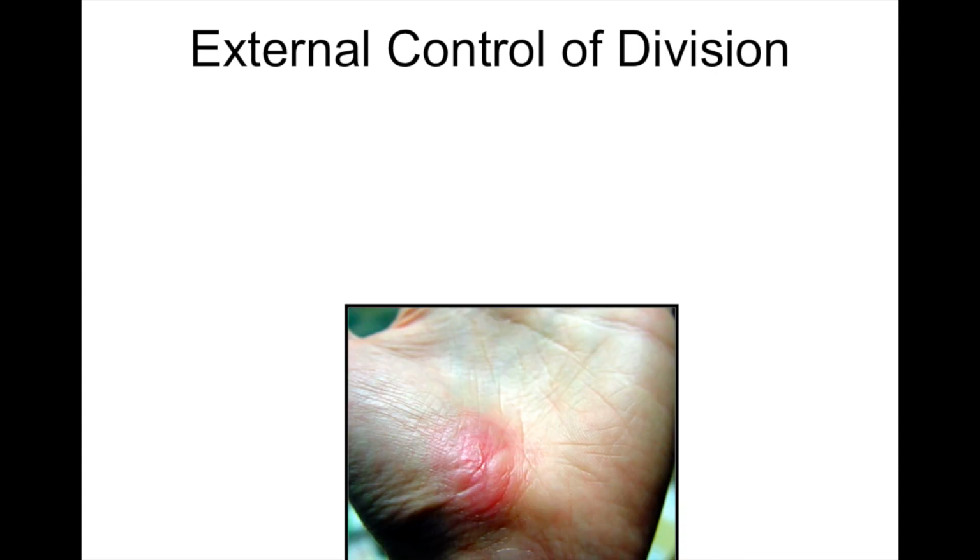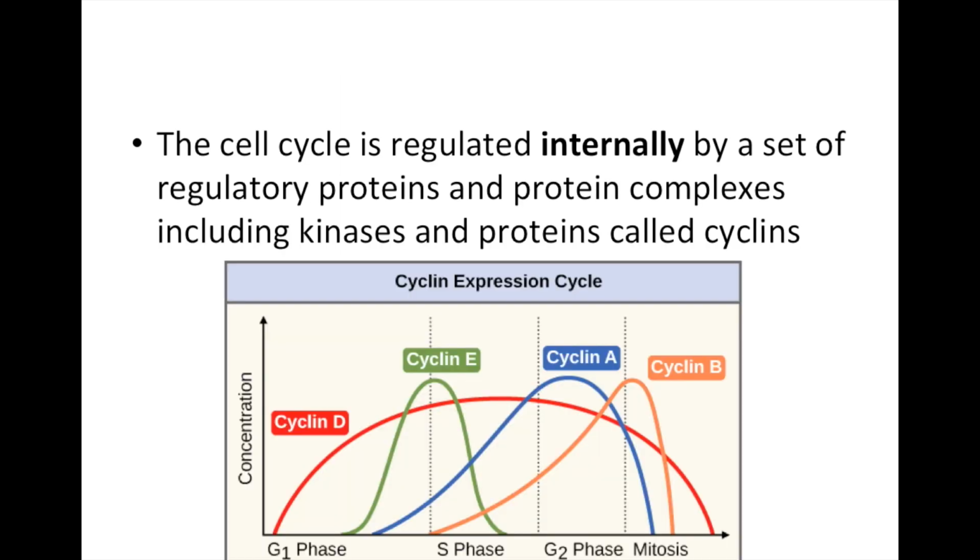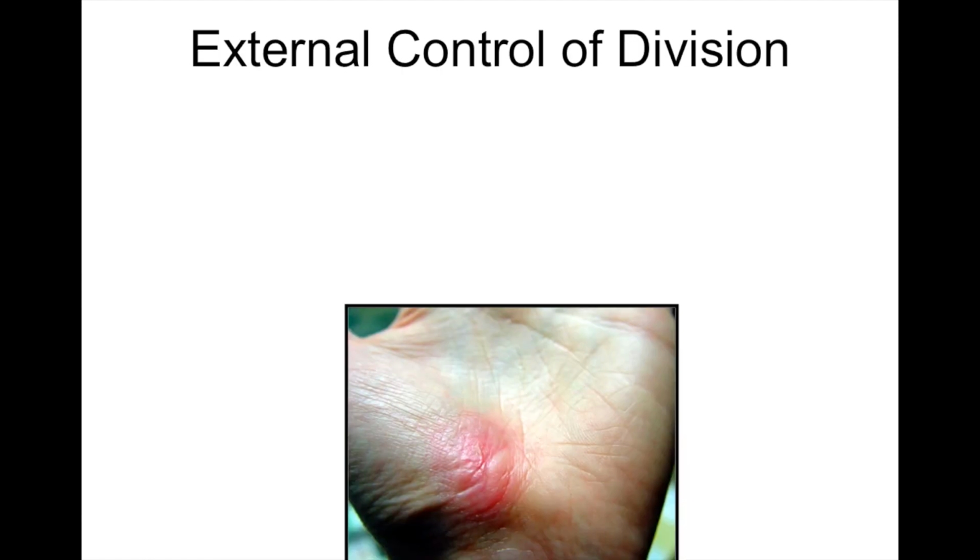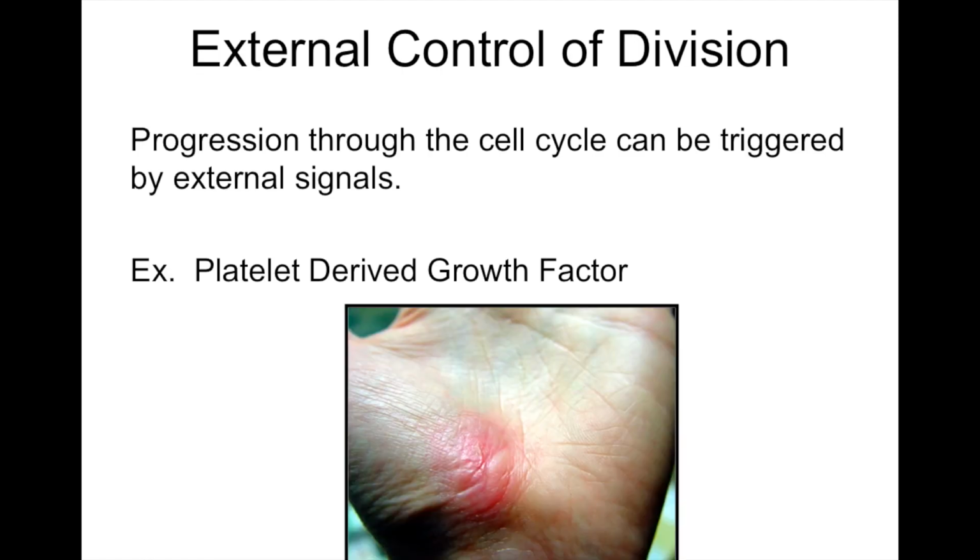There are also external factors that can control the division. So the cyclin, the chemicals are internal, they're inside of the cell. And then there's external factors. One of those is called platelet-derived growth factor, or PDGF. And when you get a cut, your platelets, which are part of your blood, release this chemical that is external to your cells, and it basically attaches to them and says grow, and that's how you get new skin and other tissues grown onto your owies when you get them.